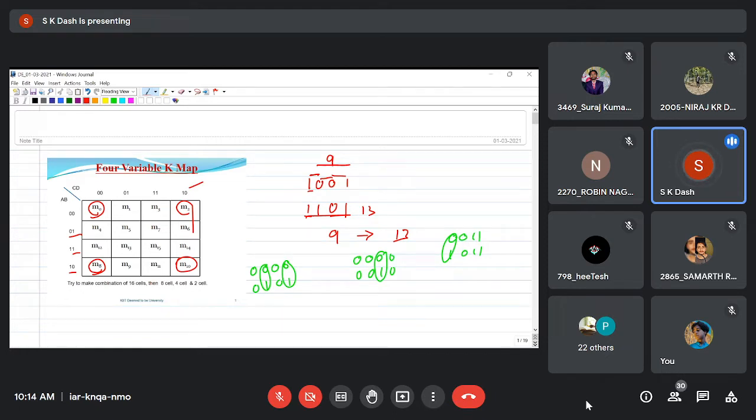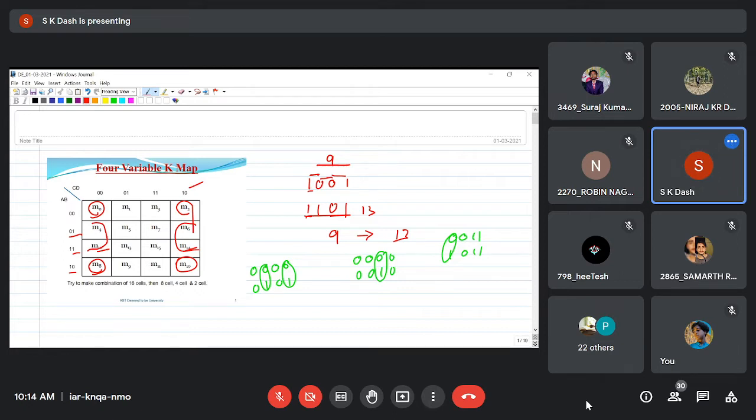Similarly, suppose this 2 and this 2. 4 is adjacent to 6, 6 is adjacent to 14, 14 is adjacent to 12, 12 is adjacent to 4. So they can also form a quad. Okay. So we are only seeing which are adjacent to each other. So what we identify? Each corner is adjacent to each other. Four corners are adjacent to each other.